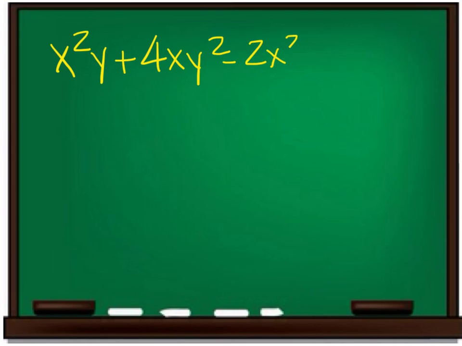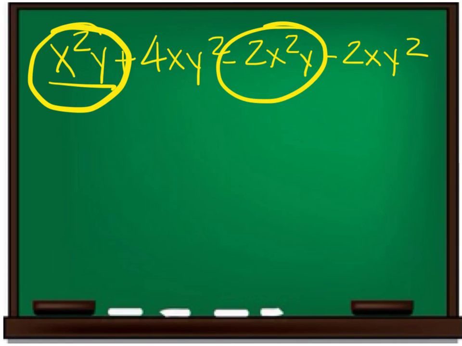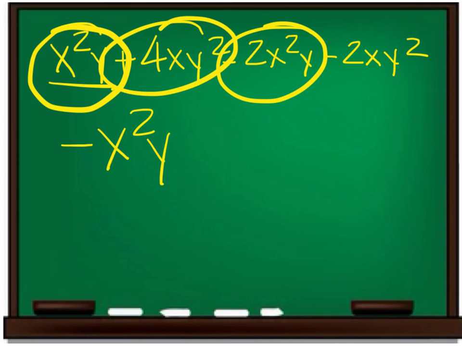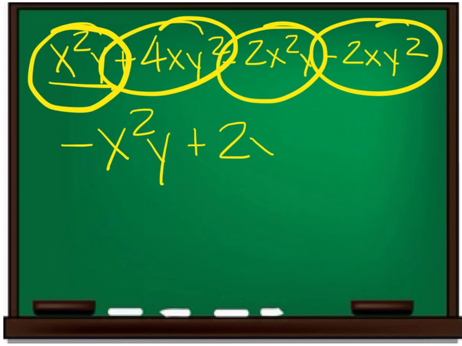Example 3. Start with two things that are alike and try to make it in alphabetical order, starting with x. So if you see any term that has a power of x that is the greatest, such as x squared y, you would want to do that before 4xy squared. So x squared y minus 2x squared y is negative x squared y. And 4xy squared minus 2xy squared is plus 2xy squared.